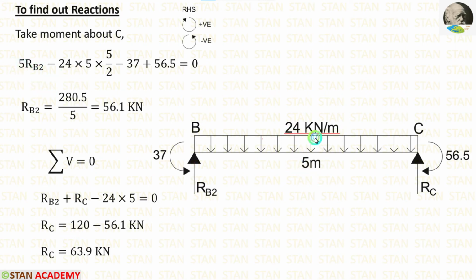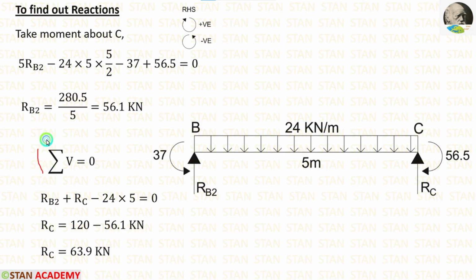The UDL 24 kN per meter is acting towards the point C in the anticlockwise direction, so it will be negative. When the UDL comes, we have to multiply with the distance and a distance upon 2. Here the distance is 5 meter, so 5 into 5 upon 2. Then there are two moments. The moment 37 is acting in the anticlockwise direction, so it will be negative, and the moment 56.5 is acting in the clockwise direction, so it will be positive. After the calculations, we are getting RB2 is equal to 56.1 kN.